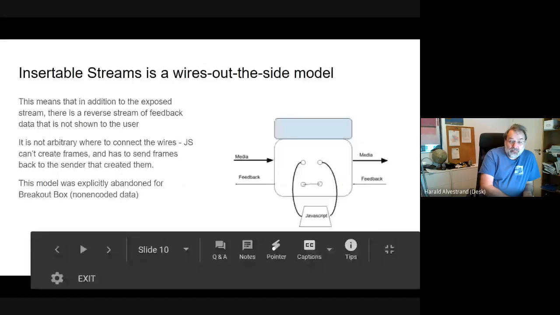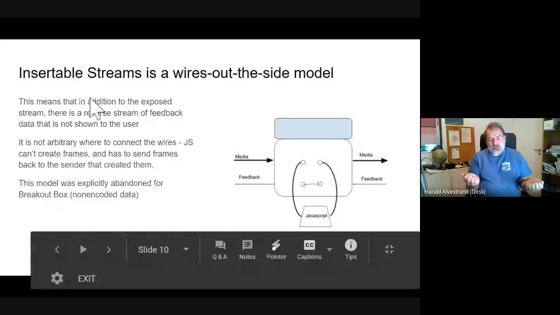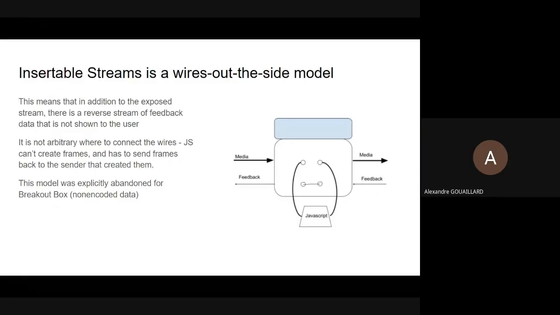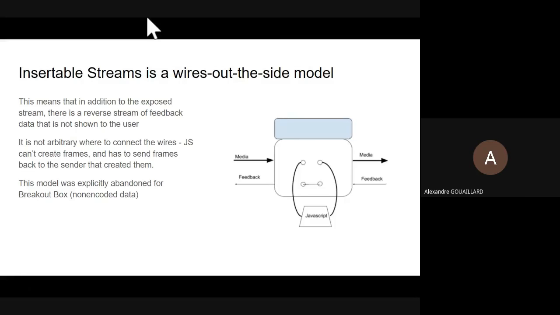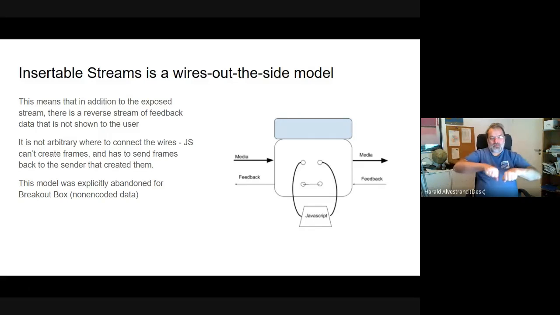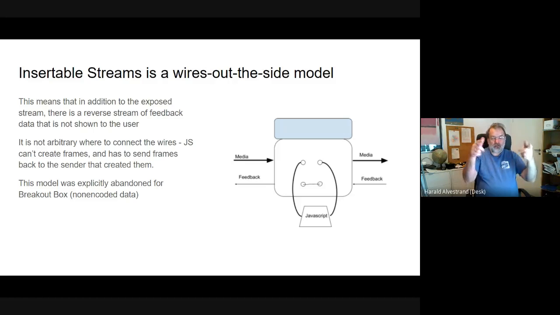Next slide. So insertable streams on the WebRTC side is basically a wire out the side of the sender and receiver. It means you pick up two wires, connect them through JavaScript, and that handles the frames. And everything else goes on as usual. And that means that the only connection you have is these two wires.